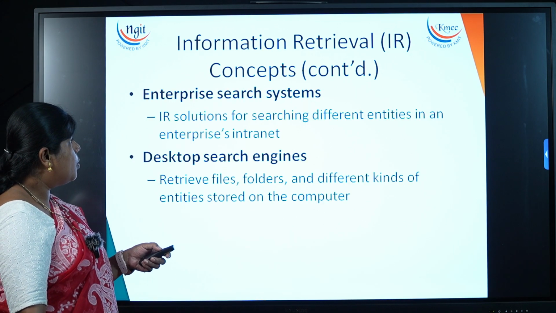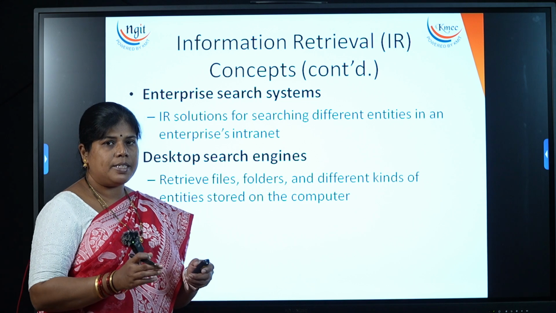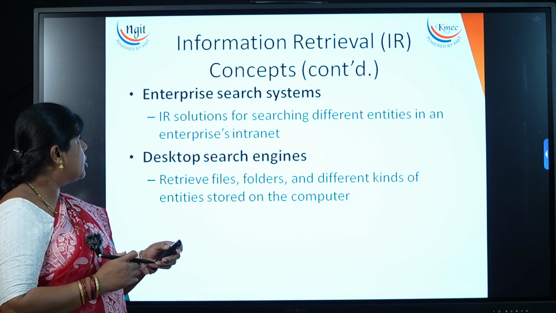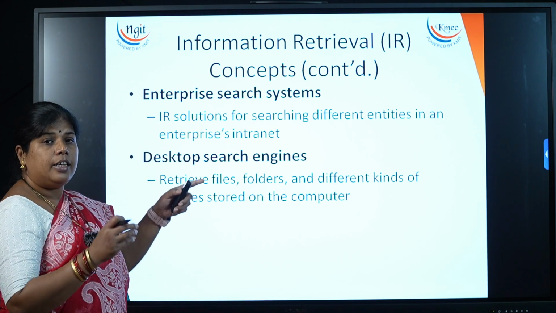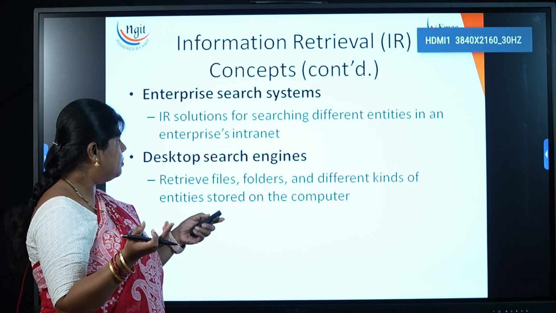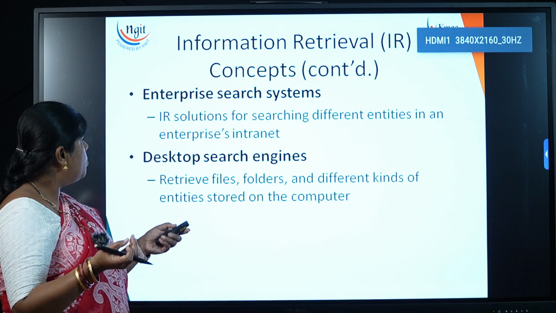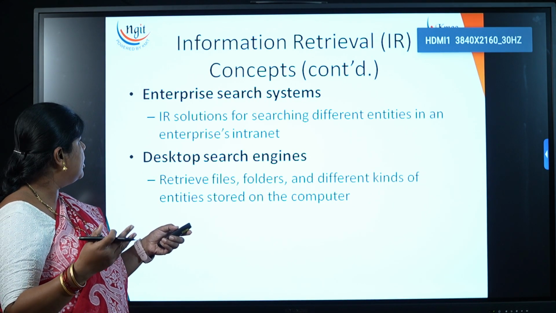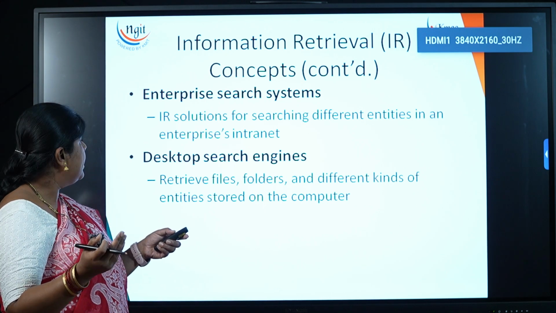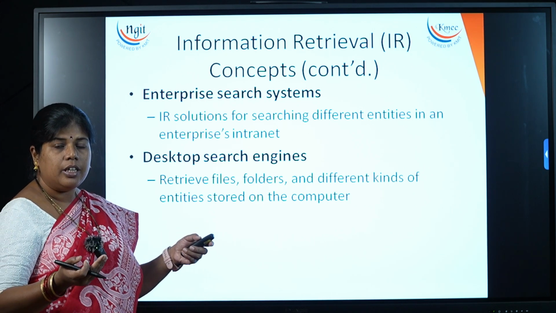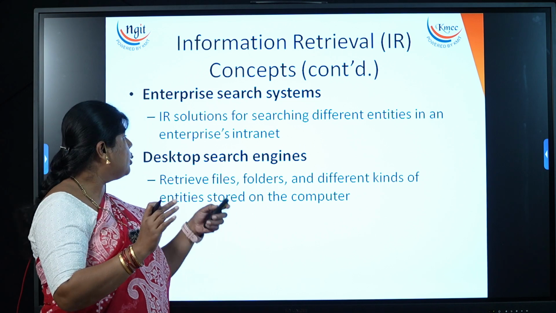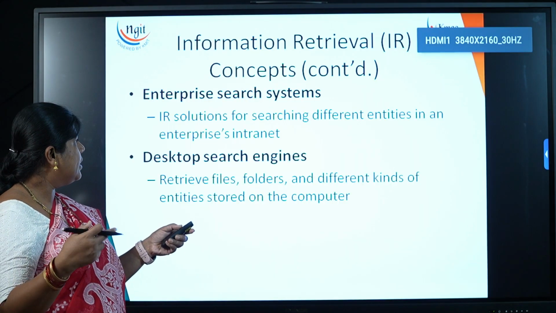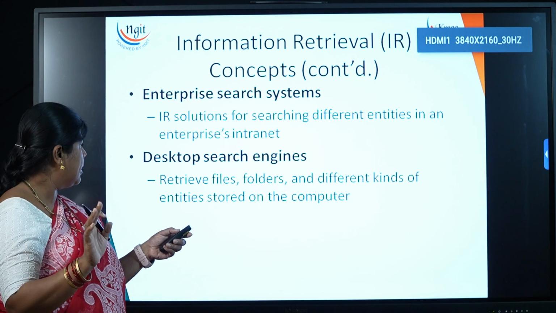The next one is what? Sometimes what happens is that not just one particular user is demanding information. It may happen that there will be an enterprise search system. Means what? An IR solution you are developing for searching the different entities in an enterprise intranet. Means there may be a search related to a particular enterprise. Okay, means you are carrying out the retrieval process for a particular enterprise.